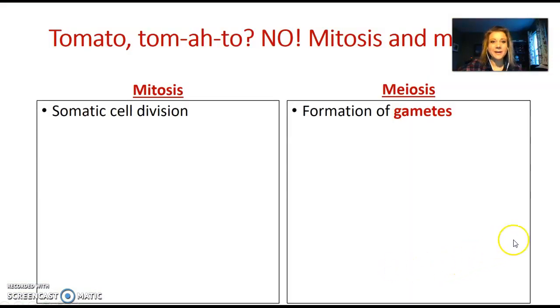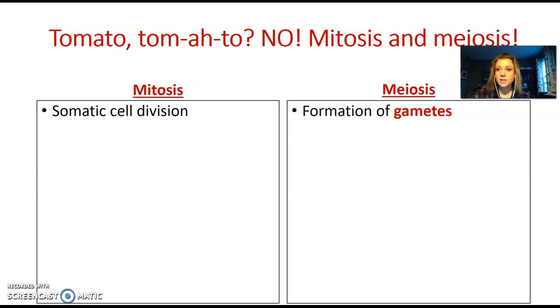All right, so two kinds of cell division, mitosis and meiosis. Let's just look at a brief comparison here. Mitosis occurs in body cells, whereas meiosis occurs in gametes, meaning the cells that form the eggs or the oocytes in females, and then the sperm in males.